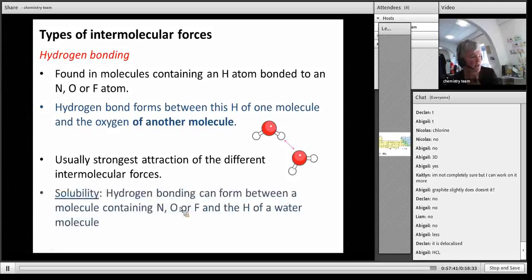And solubility, because we've got these strong hydrogen bonds, anything that has a nitrogen, oxygen, fluorine in it tends to be able to dissolve in water. And I think we'll leave it at there because it is an hour.